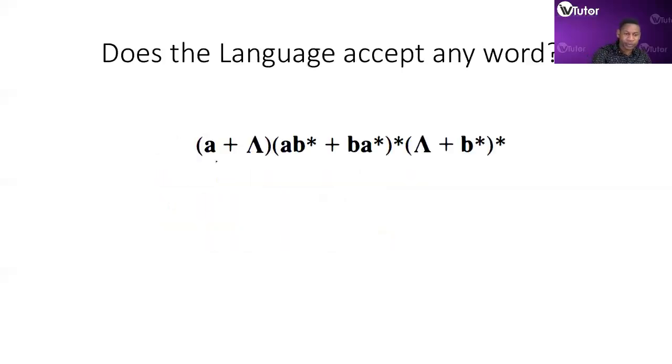Now let's check this one. Can we accept a word from this language? There are two ways we can check whether or not a language accepts a word: one, using the regular expression, and two, using the finite automata. The first one says, number one, we remove all Kleene closures, all Kleene stars.